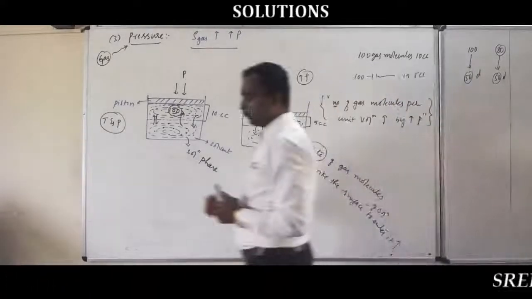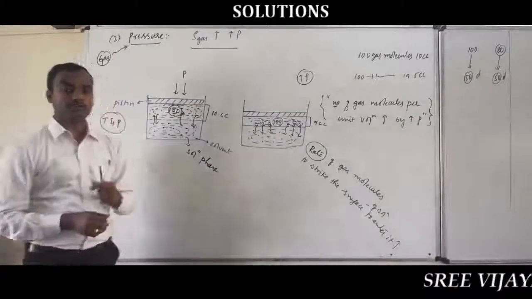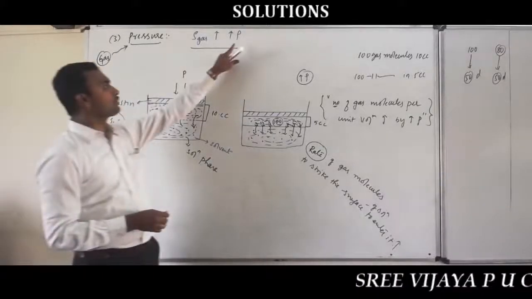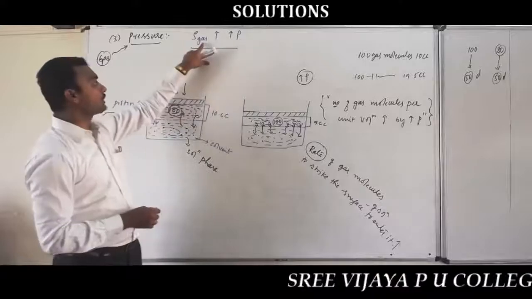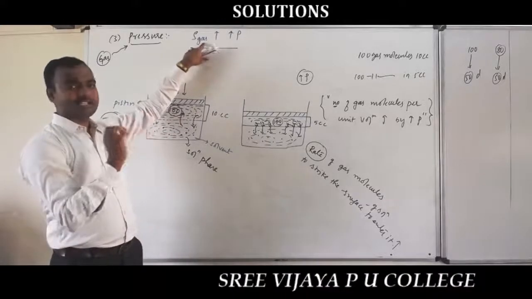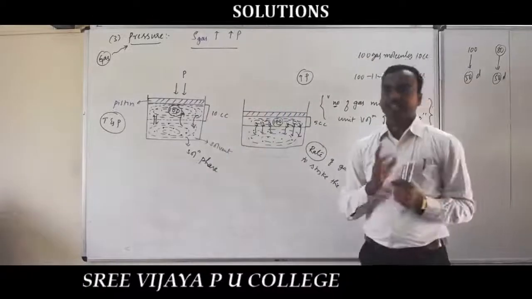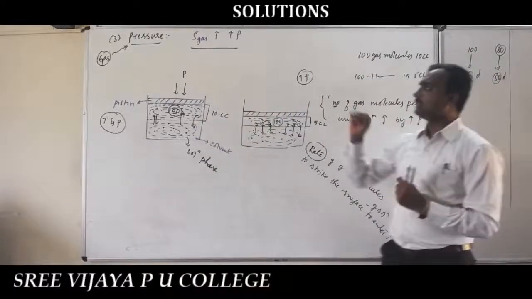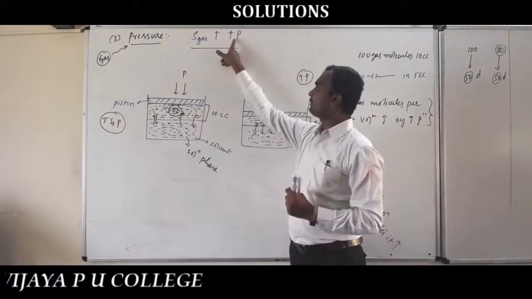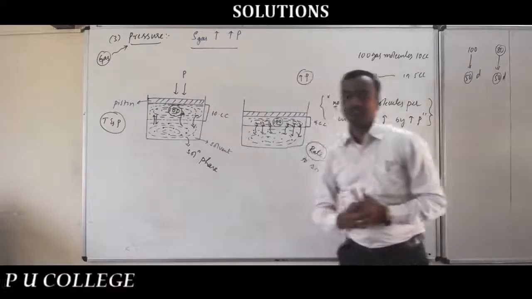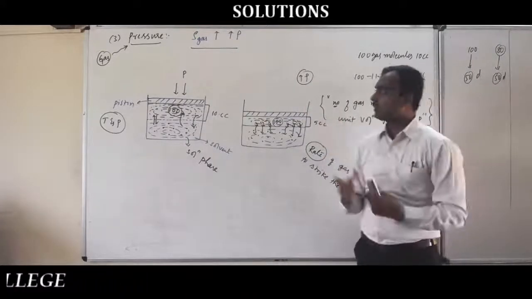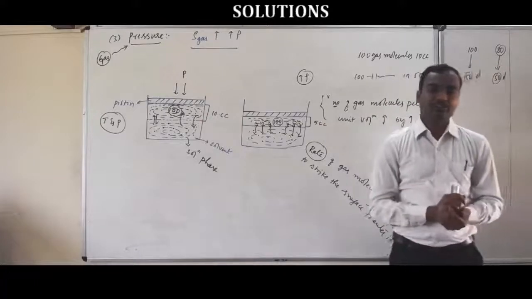Here we are taking two terms, pressure and solubility. The quantitative relationship between pressure and solubility is given by one law, called Henry's law. Henry's law was proposed to give the quantitative relationship between the pressure and the solubility of the gas. So that's the concept of the effect of pressure on the solubility of a gas in a liquid.